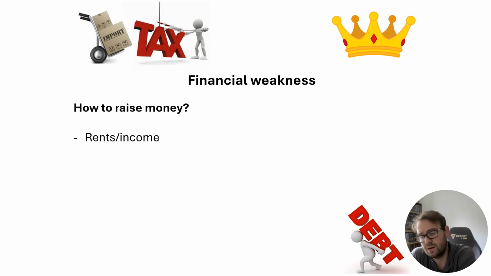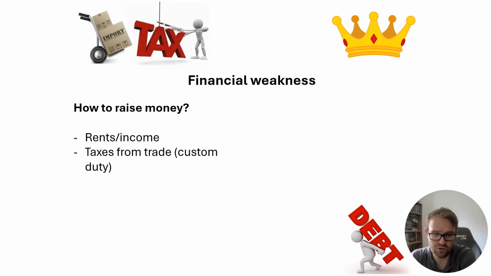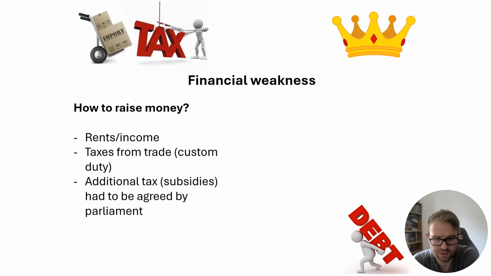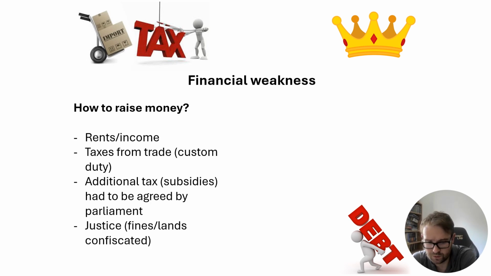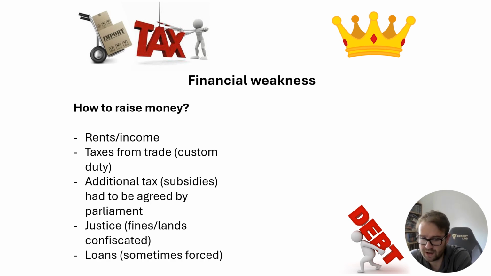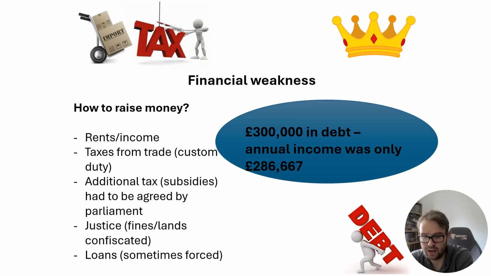Now, the only way to raise money is through rents and income, taxation through Parliament. You've got Justices of the Peace fining people. Loans is also potential. So 300,000 in debt when the annual income was only 286. So again, it highlights the problem.